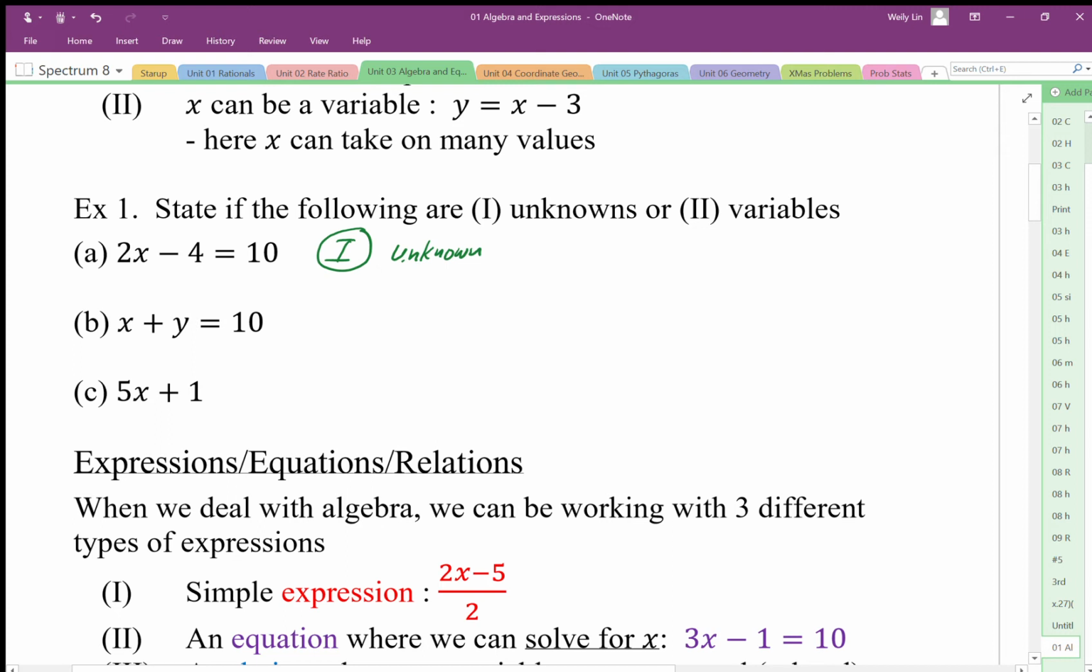So for B, x plus y equals 10. Can x take on many different values? Can x take on the value of 1? Can it take on the value of 2, 3, 4, etc.? And the answer to that is yes, it can. It can take on different values, so it is a variable.